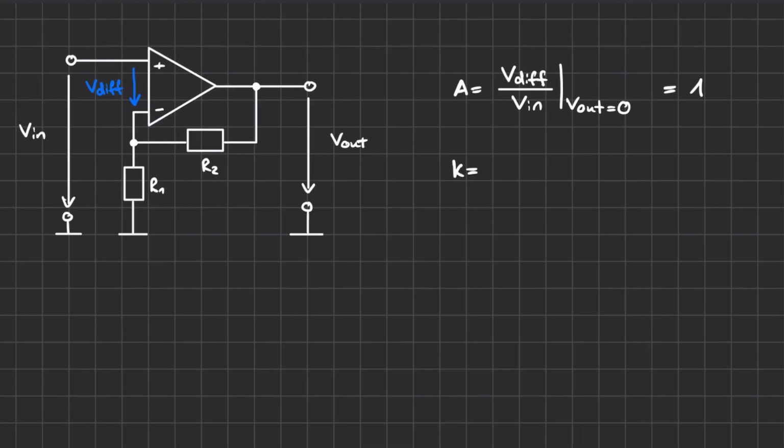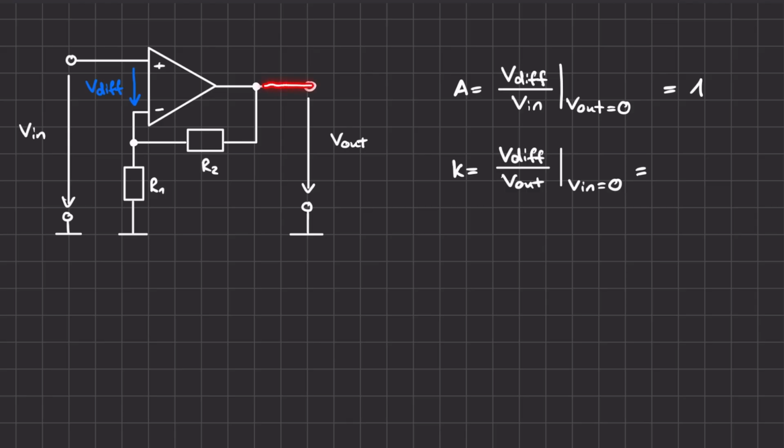The feedback factor is the ratio of the differential voltage to the output voltage when the input voltage equals 0. So in this case, we basically just have a short circuit here. And now that we have an output voltage, current can flow through here to ground. To determine the differential voltage, we basically just go around this loop. What we get is that the differential voltage is minus the voltage over the resistor 1.